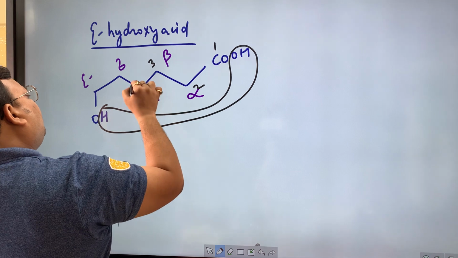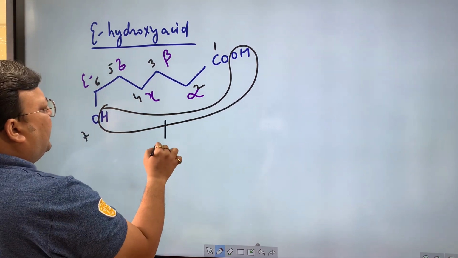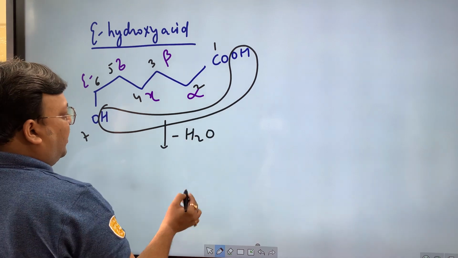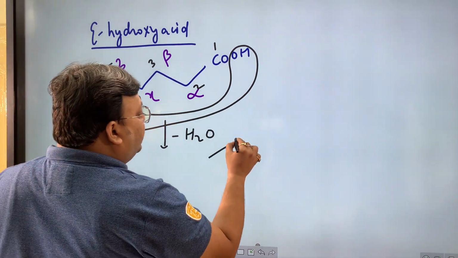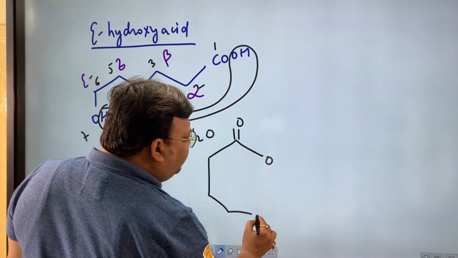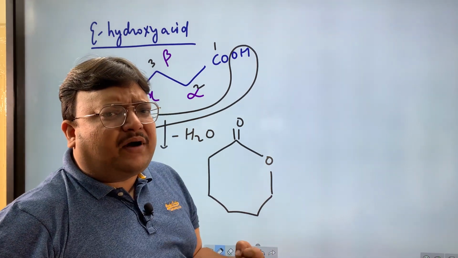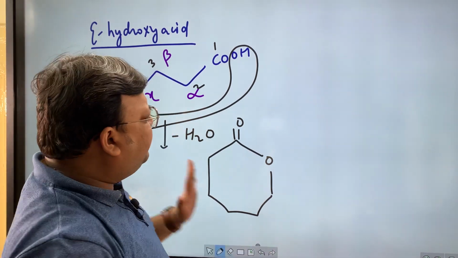7-membered ring is not that stable. Naturally 7-membered ring is not that stable. I could very well draw a 7-membered lactone, but 7-membered ring is not as stable as a 6-membered ring. The order of stability is 6-membered is most stable, followed by 5-membered. 7-membered is also stable but not that stable.